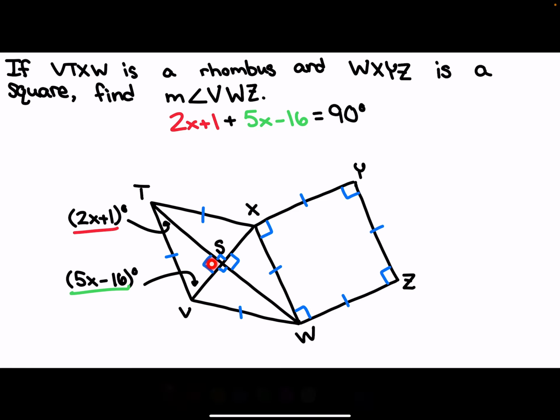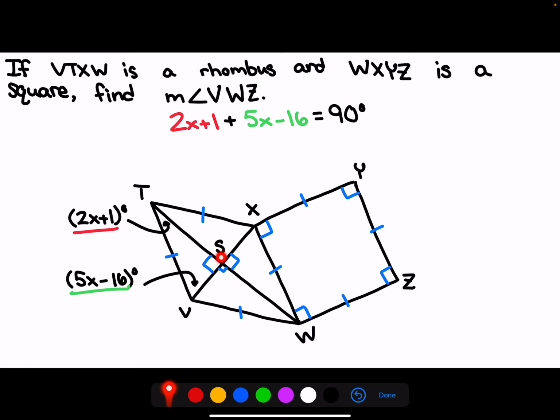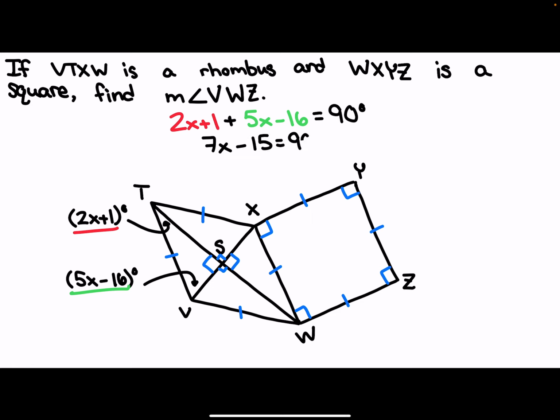So therefore, I can draw those 90-degree angles already, which allows me to set up an equation to find the missing angles. So I can say 2x plus 1 plus 5x minus 16 plus 90 equals 180 degrees. Now I set those two angles equal to 90 degrees because if I did the whole thing, I'd subtract 90 degrees right off the bat. So from here I can combine like terms. 2x plus 5x is equal to 7x. 1 minus 16 is negative 15, so I have 7x minus 15.